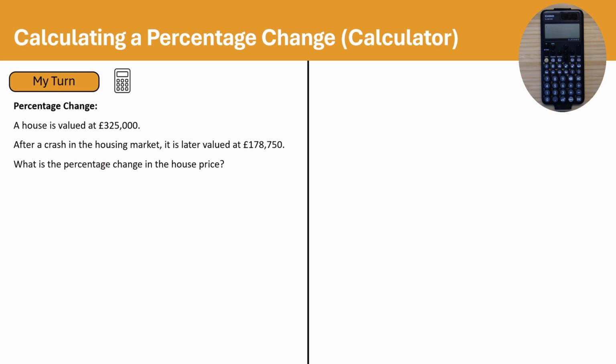Hi everyone, in this lesson we're going to look at calculating a percentage change with a calculator. So let's jump into our first example. A house is valued at £325,000. After a crash in the housing market, it is later valued at £178,750. What is the percentage change in the house price?